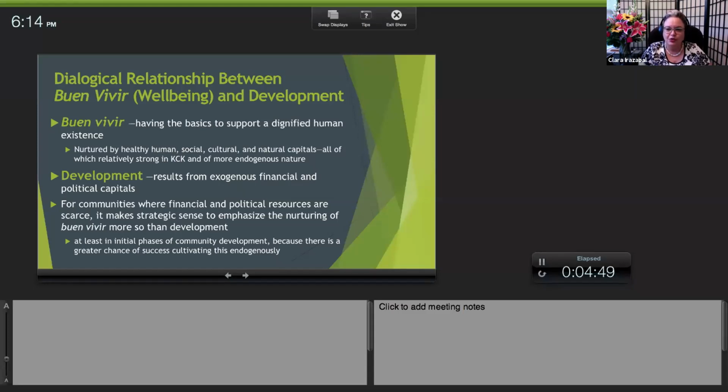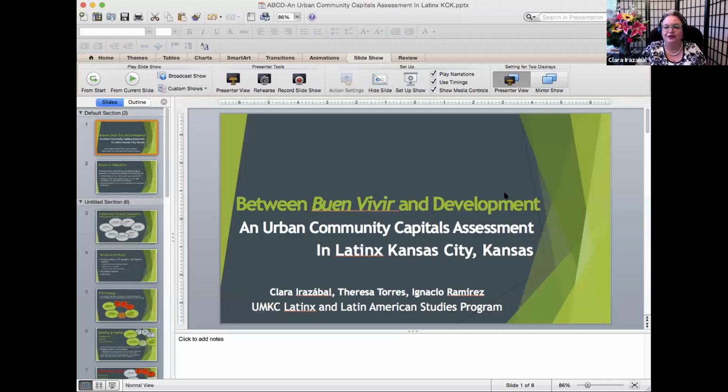And this contrasted with the notion of development that is usually embedded in many planning proposals and processes, which mostly results from exogenous financial and political capitals. And sometimes communities are very poor in these capitals. When that is the case, and when you don't have those resources to start up a community development project, it might make sense to explicitly focus on buen vivir or well-being instead, because once you build that basis, then you can put other capitals on top of that. And even if you just stayed on the basis of well-being, you are already guaranteeing support for that community in ways that are going to carry them forward.